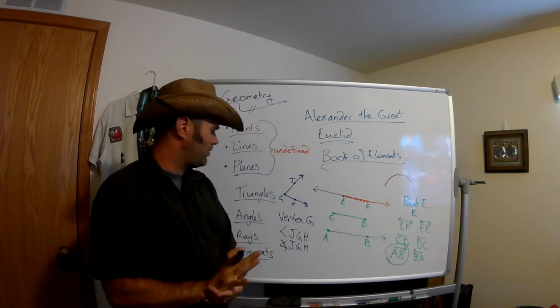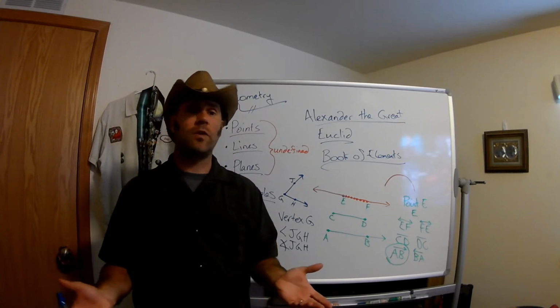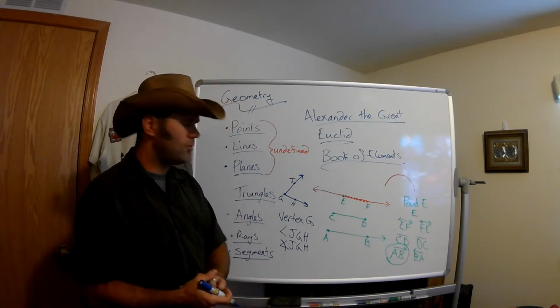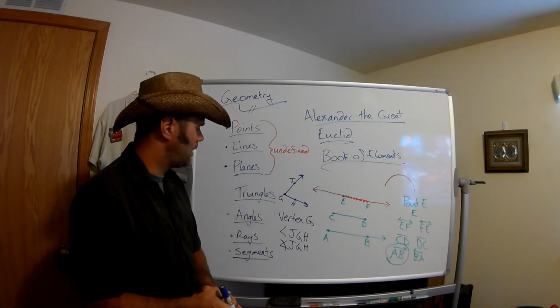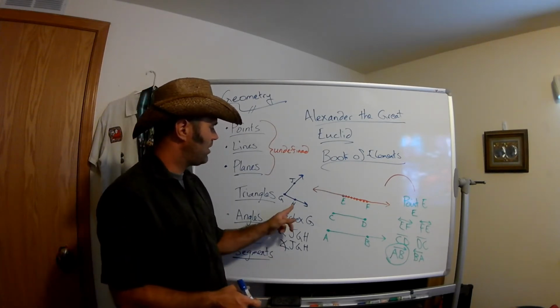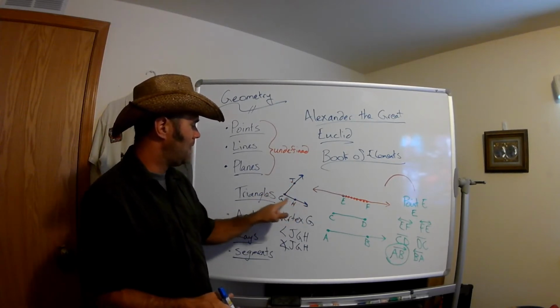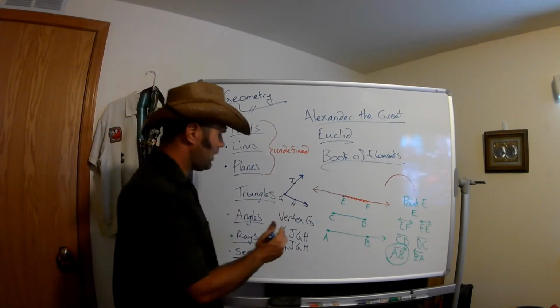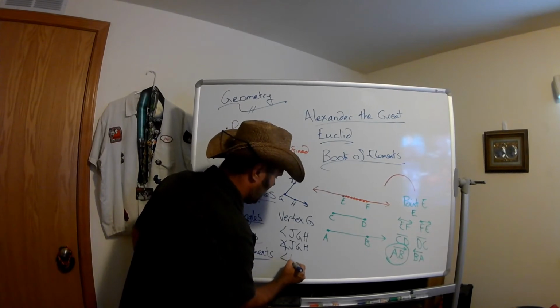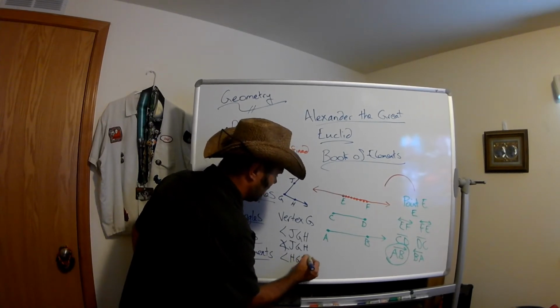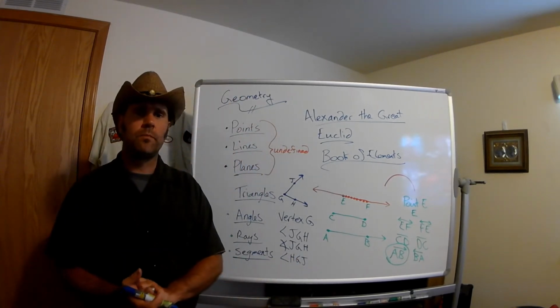Now you might say, wait a second, is there any other ways you could write this? And the answer is absolutely. So we can write it a couple more ways. We could start with H, and then go to G, and then to J. H to G to J. And that would also be an angle, angle HGJ.